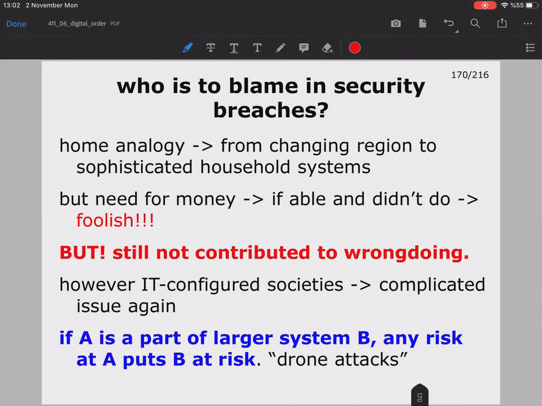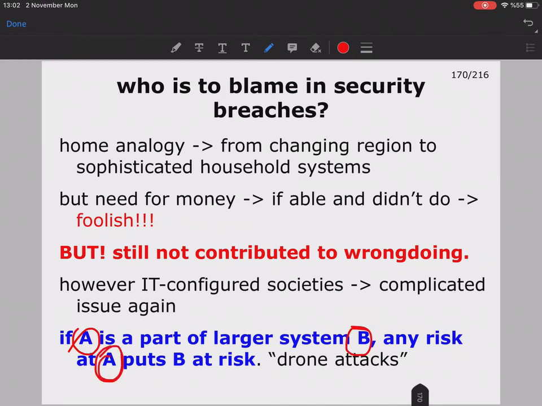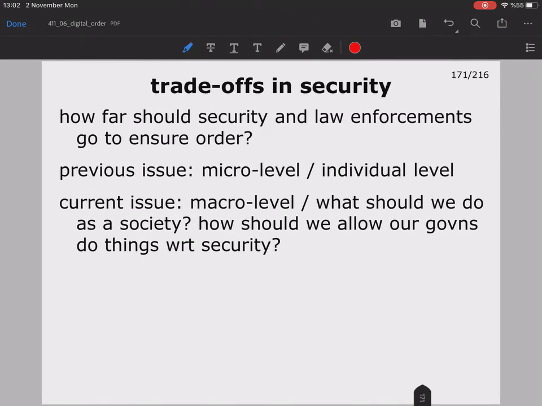However, in IT configured societies, we should keep in mind that it gets very complicated. Just think about this. If A is a part of a larger system B, any risk at A puts B at risk as well, such as drone attacks, for example. If someone is not taking proper measures, it puts the whole system at risk. It happens.